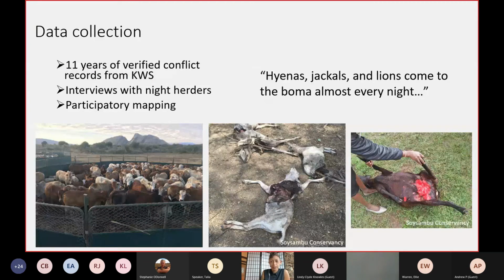For this study, we compiled data on verified livestock predation by carnivores. What I mean by verified is that, for instance, someone who experienced an attack on their livestock might call Kenya Wildlife Service, and then Kenya Wildlife Service has a process to collect evidence and verify which animal was attacked and by which species.